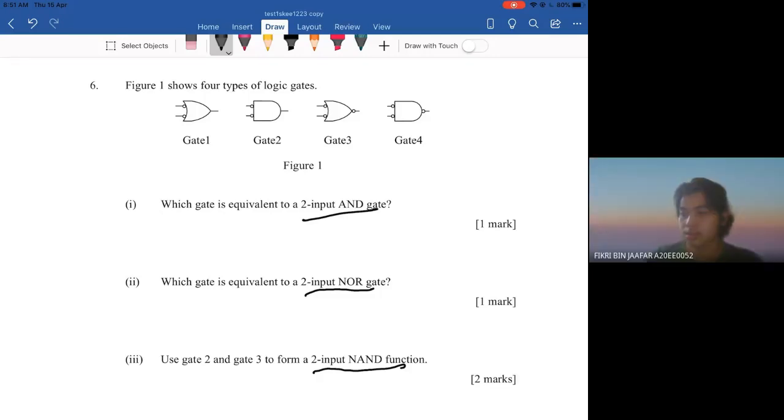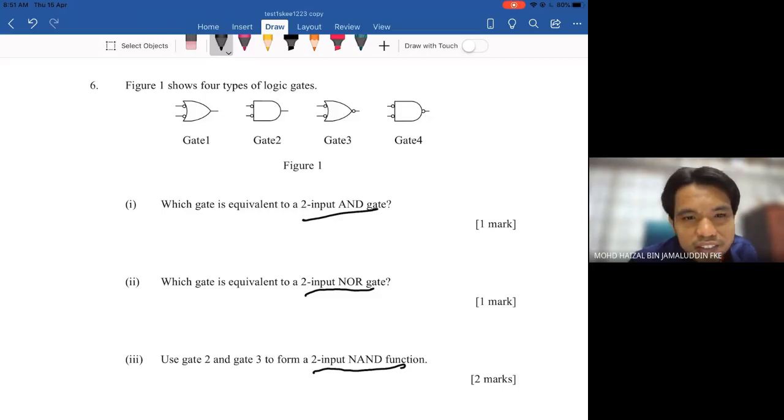Using De Morgan's theorem. Using a what, Fikri? De Morgan's theorem. No, you don't need De Morgan's theorem. You just need the truth table. Okay? So you just need a truth table to solve each of these.